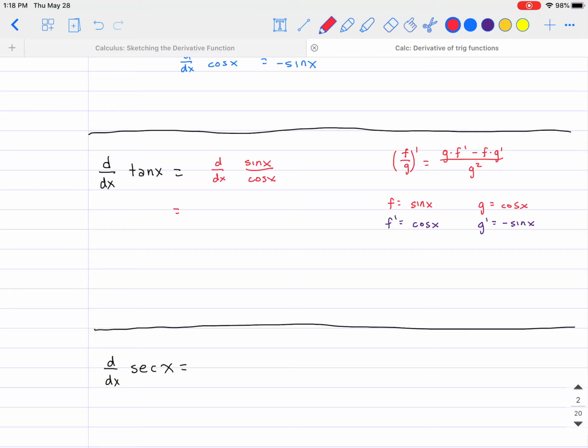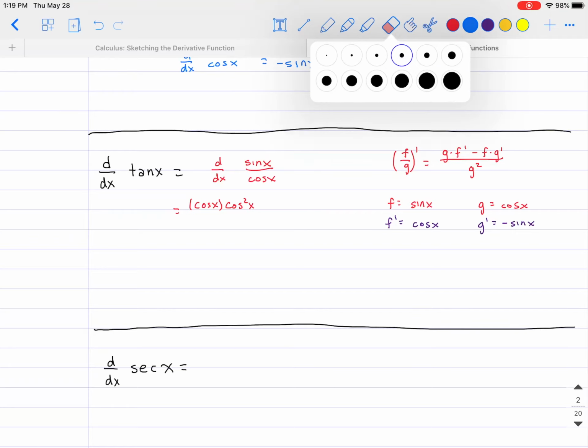According to my formula for the quotient rule, it starts with g, so that means it's going to be the cosine of x multiplied by the derivative f prime, which is going to be cosine of x also. So that's going to be cosine squared. And I think I jumped the gun over there with that extra square sign. So let me go ahead and erase that for you. Let me get rid of this right here.